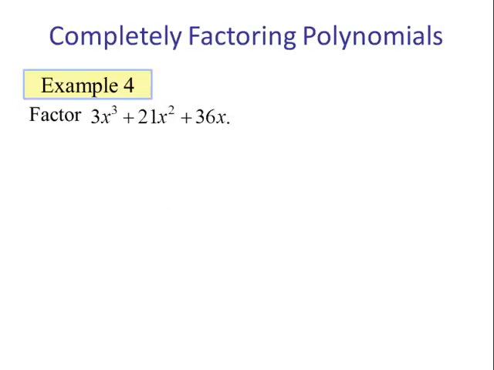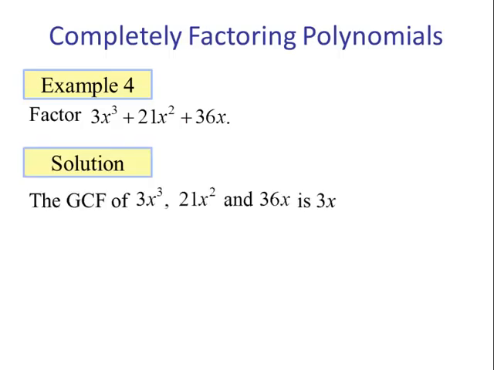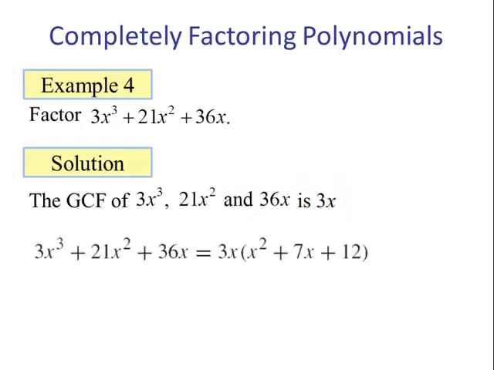Lesson objective. Example 4. Factor 3x cubed plus 21x squared plus 36x. Our first step is we want to find the greatest common factor for all three terms. So if we listed out the factors, we would see that the greatest common factor is 3x. So factoring out a 3x from all three terms gives us x squared plus 7x plus 12.